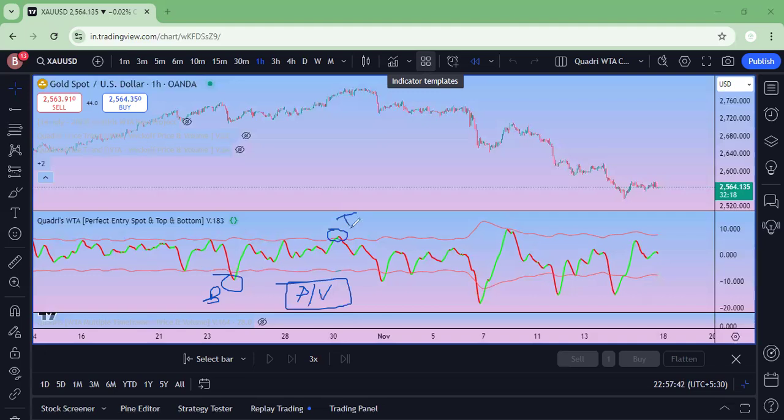If we find a bottom and a top, what does it have to do? Top means price should go downwards. Bottom means price should go upwards. So if this is one face of the coin, the other face of the coin is, if this is a top and this is the bottom, then price should break down and continue the downward journey. Here also, the price should break out, come back, and continue the upward journey.